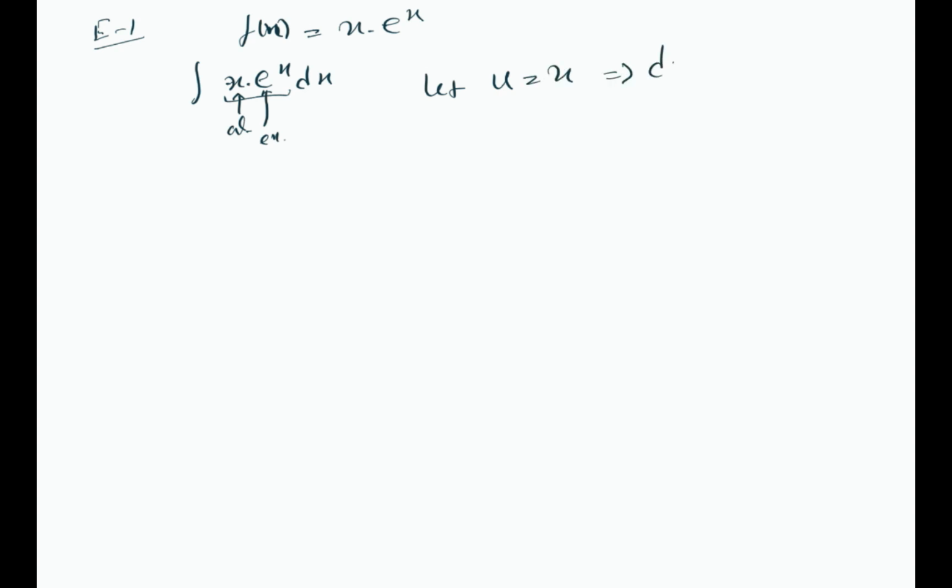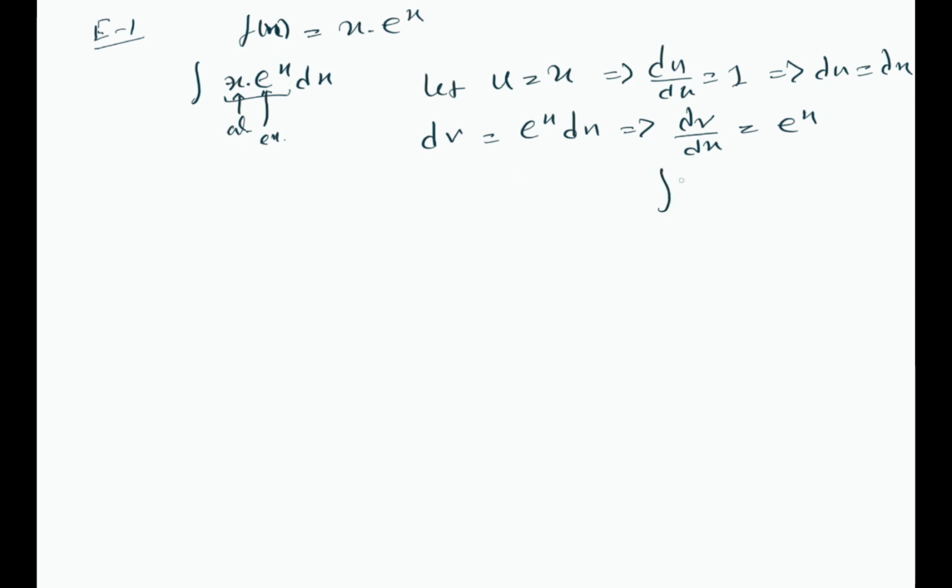Therefore, we can write du/dx is equal to 1. We can write again du is equal to dx, right? And dv is equal to e to the power x dx. So if you divide both sides by dx, we can write dv/dx is equal to e to the power x. So now integrate both sides.